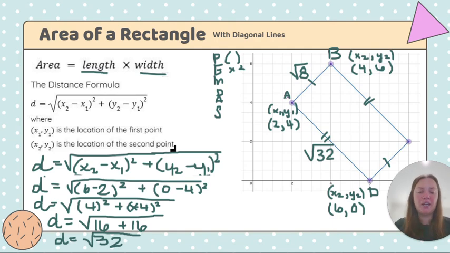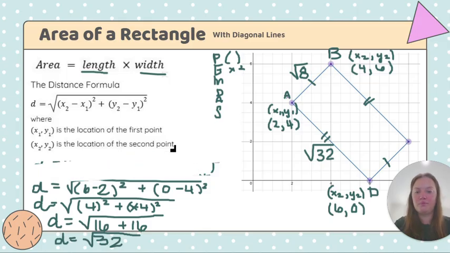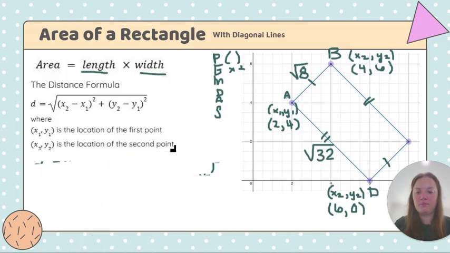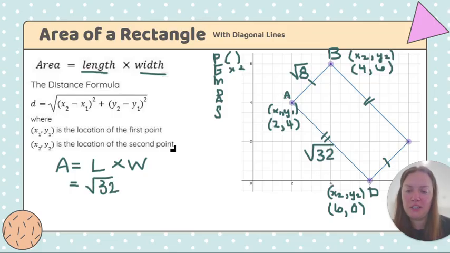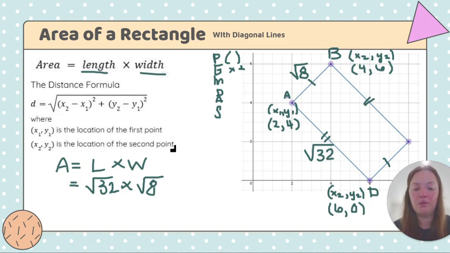Okay. Our next step is going to be finding the area. Remember, when we're finding area, we always want to start with our formula here, which is length times width. We can pick one to be the length, and we can pick one to be the width. And you are going to get out your handy dandy calculator, and you are going to plug in the square root of 32 times the square root of 8.